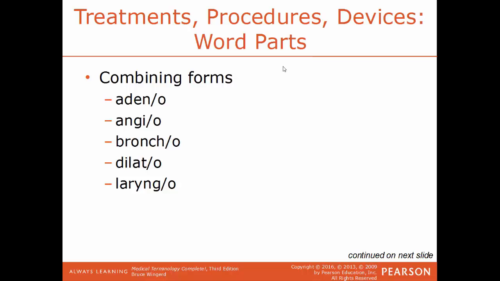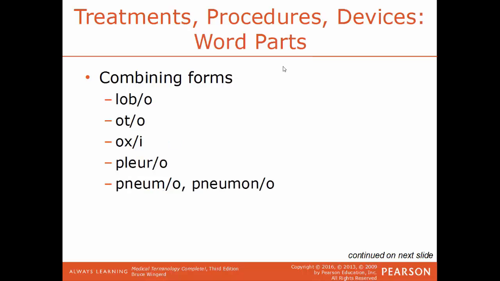Dilato means to dilate or to expand or enlarge. Laryngo is a reference to the larynx or the voice box. So our next group of combining forms. Lobo is a reference to a lobe. Now for this system, we'd be talking about a lobe of the lung. Oto is a reference to the ear. Oxy is a reference to oxygen.